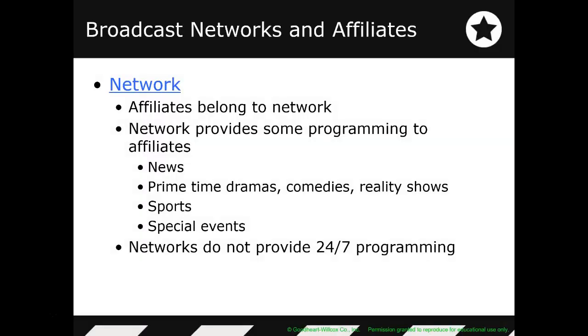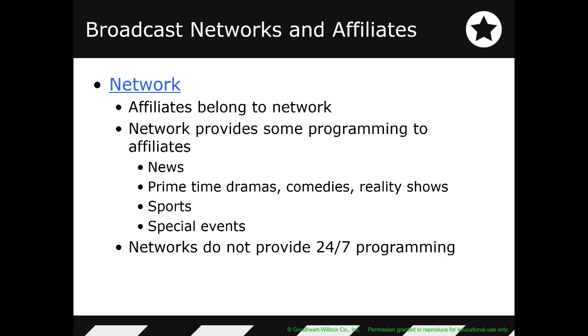Networks. So networks are the big guys, right? These provide programming to what are called affiliates, and affiliates are the smaller guys. So the network is NBC, ABC, ESPN, CBS, Fox. Those are the networks, and they're providing big time programming to affiliate stations, which are things like King 5, Komo. If you're in Eastern Washington, it would be like KREM 2 News or KHQ. Those are the affiliates that are going to take that network feed.